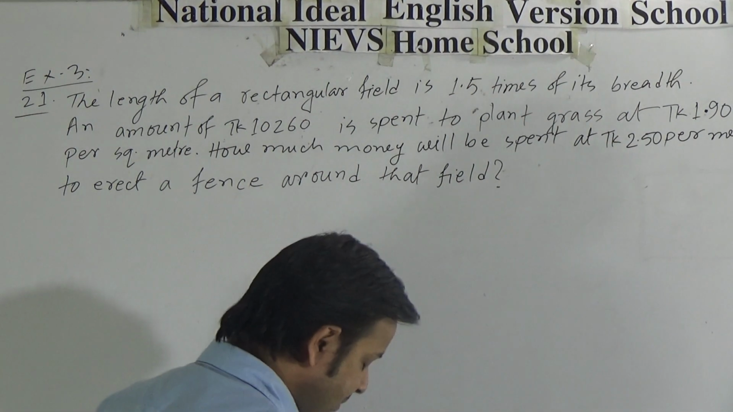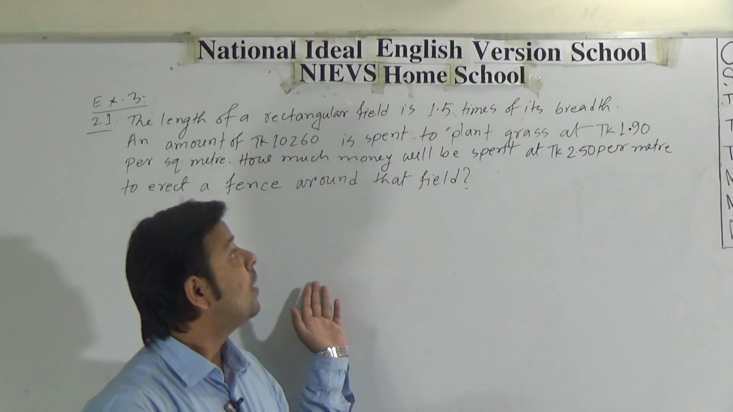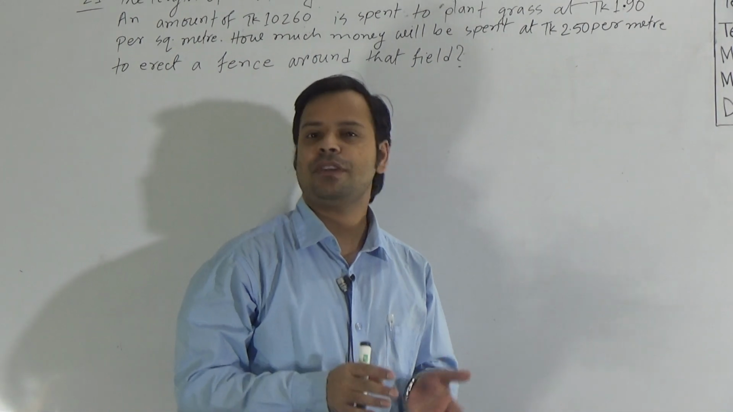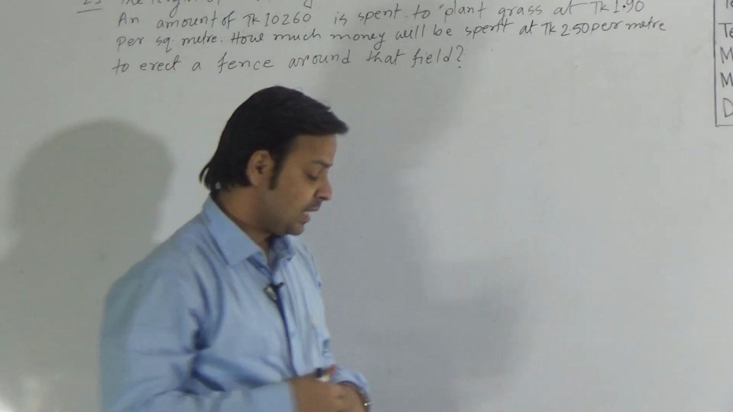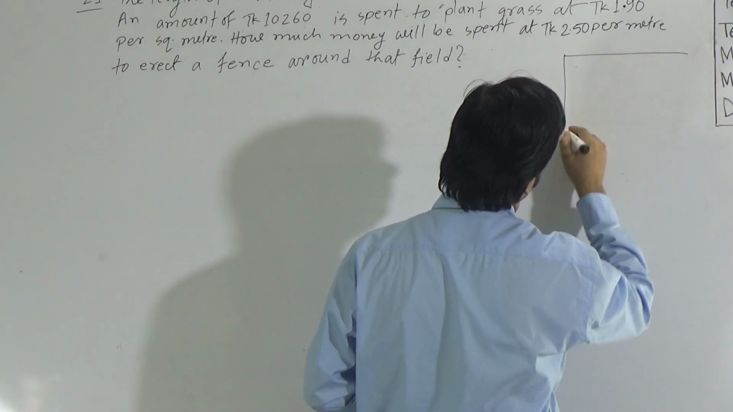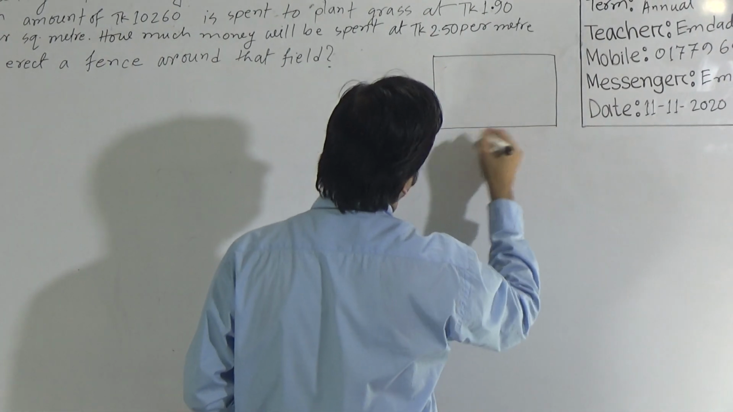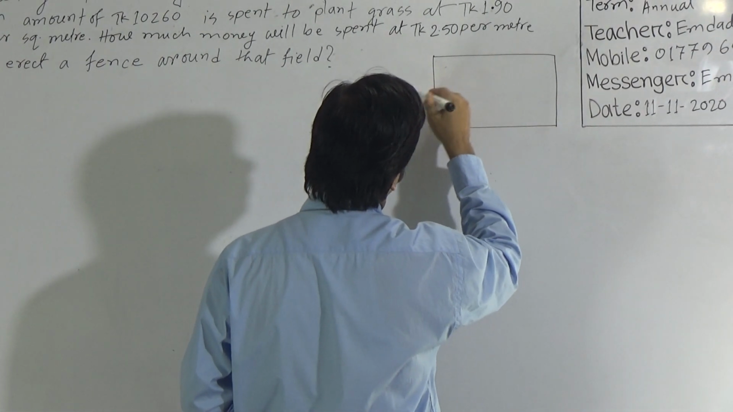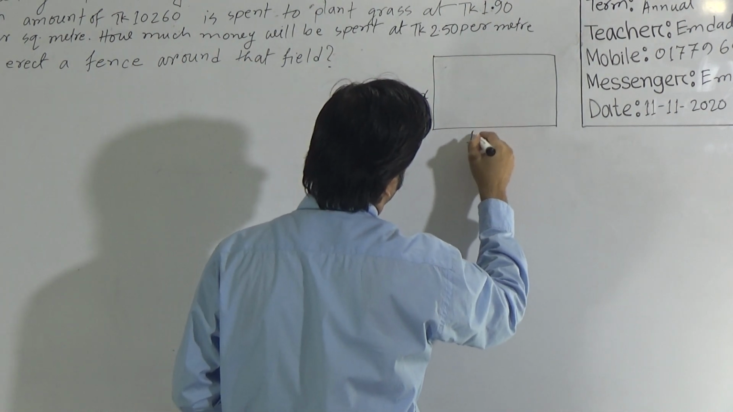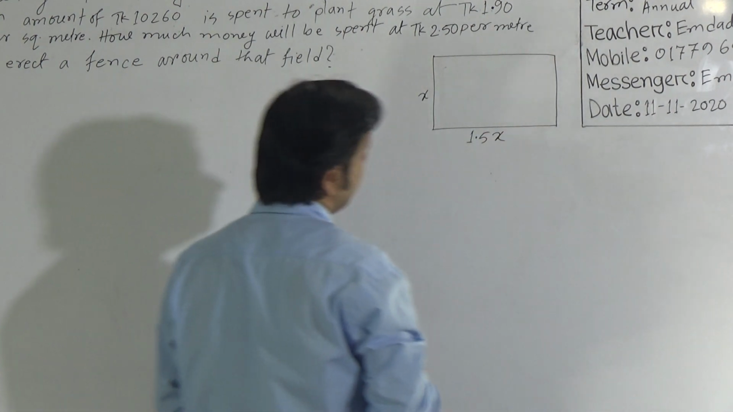Okay, dear students, it means that a rectangular field is given and the length of the field is 1.5 times its breadth. Let us see the field. Suppose this is the rectangular field and its length is 1.5 times its breadth. So suppose the breadth is x, so the length will be 1.5 into x, it means 1.5x.